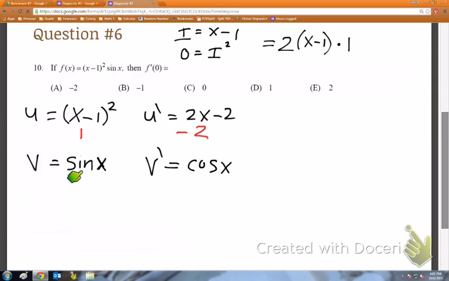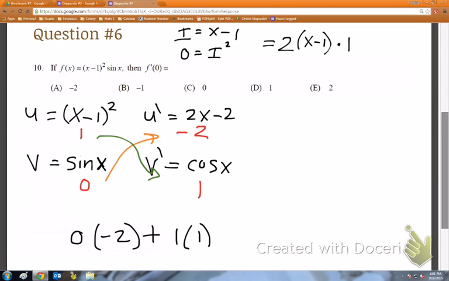If I plug in 0 here, sine of 0 is equal to 0. And if I plug in 0 here, cosine of 0 is equal to 1. So when I multiply, I get 0 times negative 2, plus, because this is the product rule, multiplying this way, I get 1 times 1. So I have 0 plus 1, which equals 1. So my answer is D.